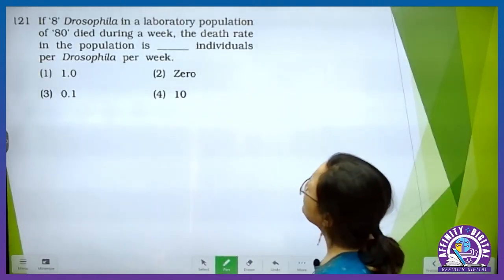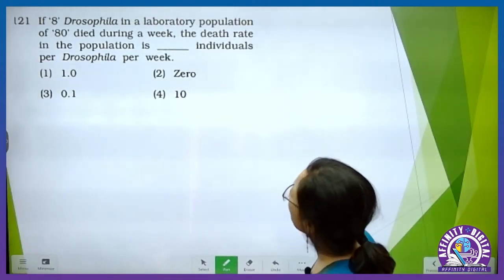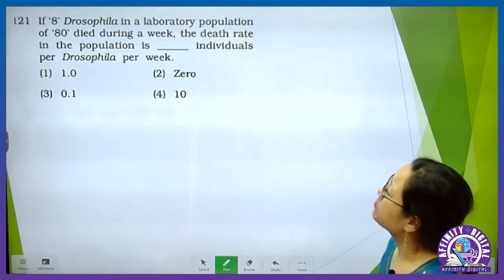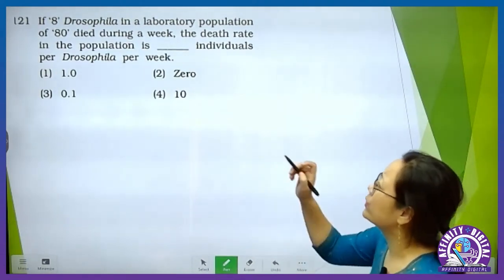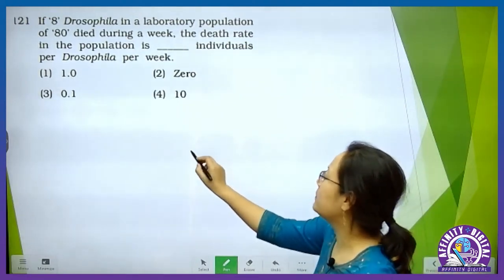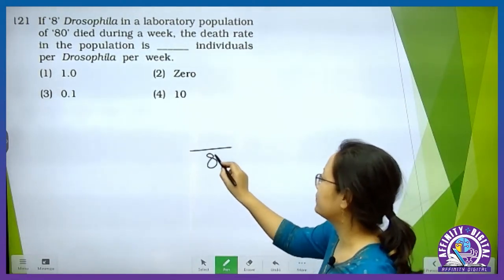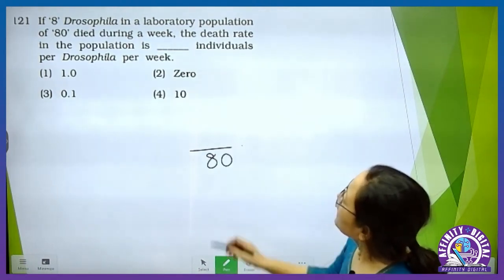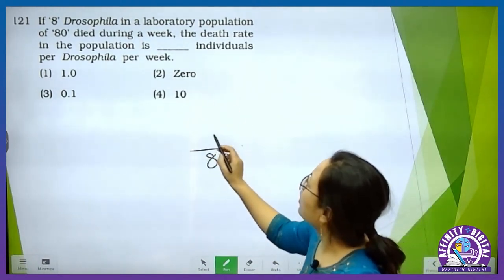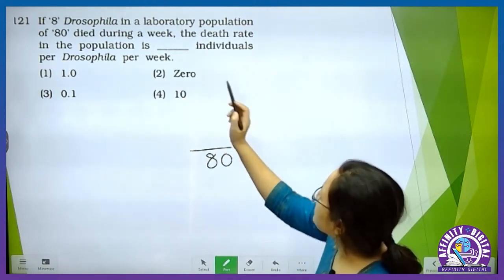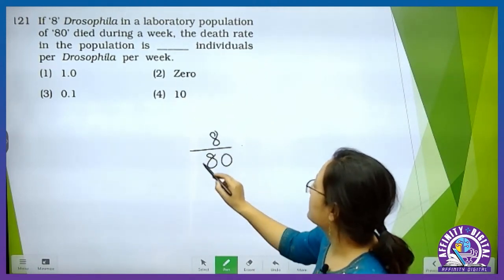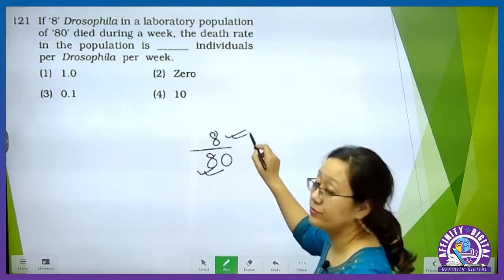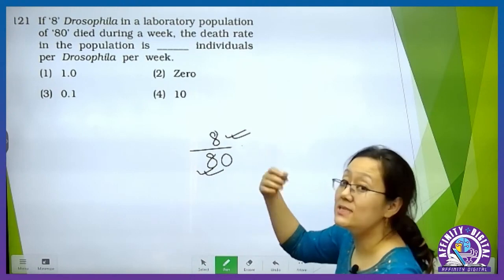If 8 Drosophila in a laboratory population of 80 died during a week, the death rate in the population is... this one we will directly apply like this. The initial population is 80. According to the question, 8 Drosophila in the laboratory population of 80 have died. That means this is the initial population of Drosophila, and this is the number of Drosophila which has died.